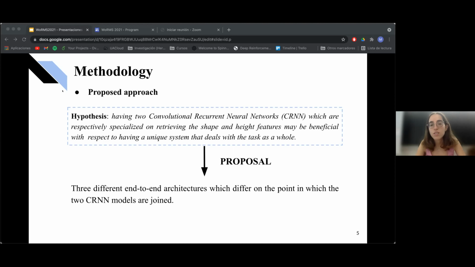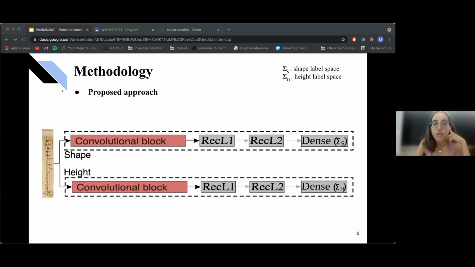Let me show you really quickly what we consider our starting point and these three different scenarios visually, so we can have a clearer idea. Our initial scheme will look like this. We have one convolutional recurrent neural network that processes the shape of the musical symbol and another one that processes the vertical position of the symbol. Depending on where we merge these two models, we have three different integration policies.